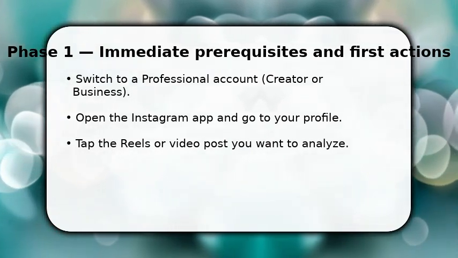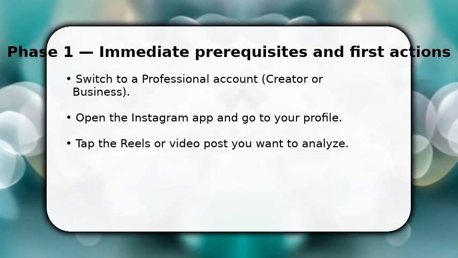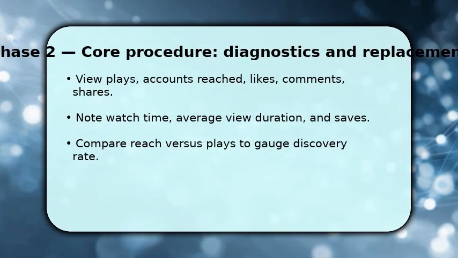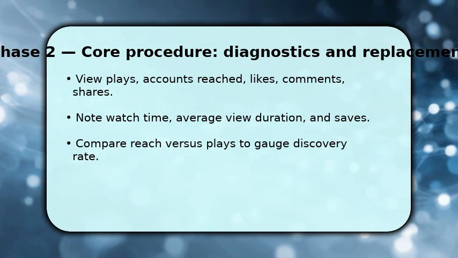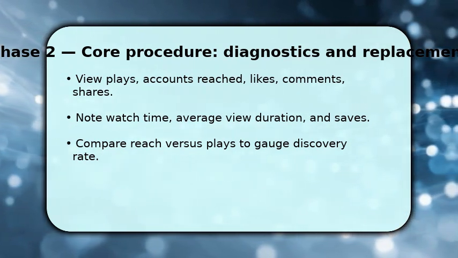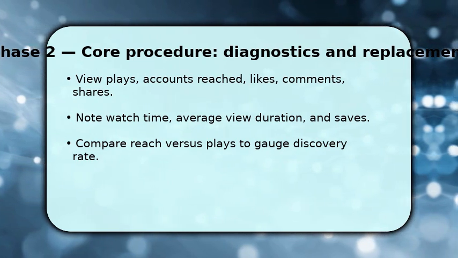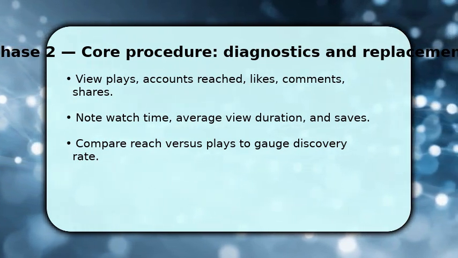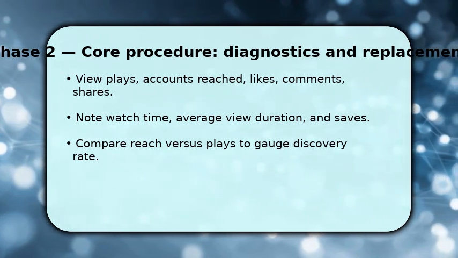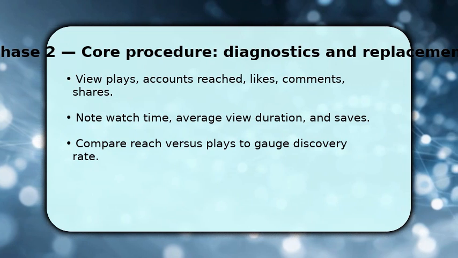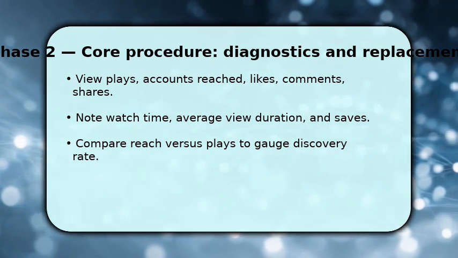Once you access Insights, read the headline numbers. Plays, accounts reached, likes, comments, shares, these tell you reach and engagement. Then check watch time and average view duration because they indicate content retention. Higher averages mean the algorithm favors your clip. Compare reach versus plays to see discovery effectiveness and watch saves or shares to understand value and virality.